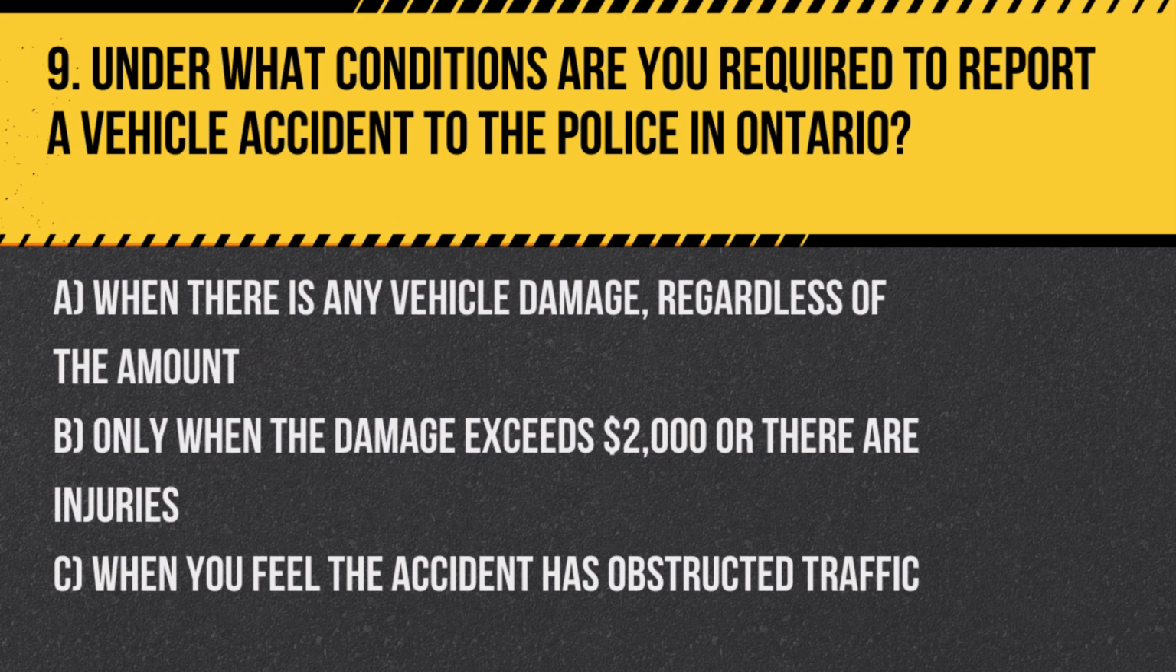Question 9. Under what conditions are you required to report a vehicle accident to the police in Ontario? A. When there is any vehicle damage, regardless of the amount. B. Only when the damage exceeds $2,000 or there are injuries. C. When you feel the accident has obstructed traffic. Answer. B. Only when the damage exceeds $2,000 or there are injuries. This requirement ensures that police resources are used for significant incidents.